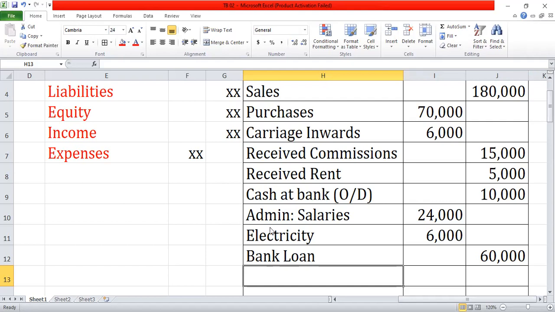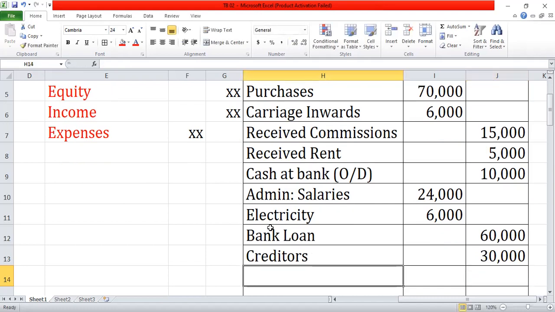And after the bank loan, we have creditors. Write the name creditors in the first column. Then decide what creditors is. Creditors is a liability. Record the balance of the creditors, 30,000, in the credit column.